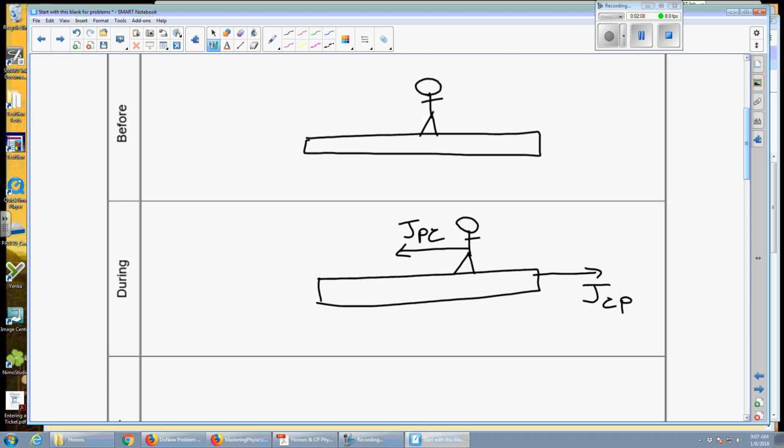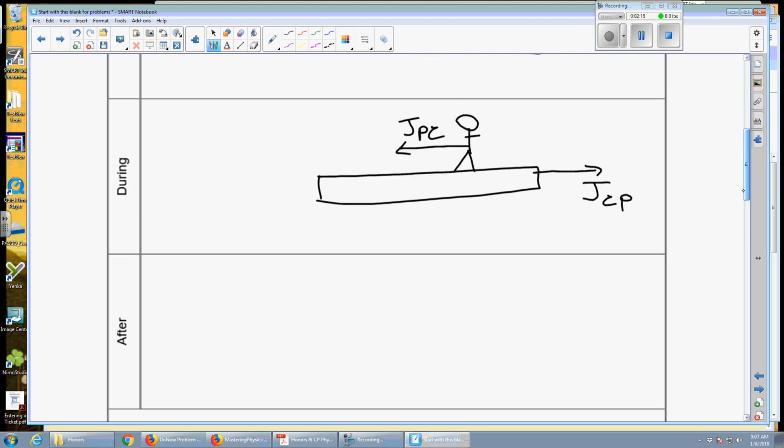Remember, impulses are always equal and opposite. They're always on opposite bodies. That's why when we take time out of them, we get Newton's third law. But they are what creates Newton's third law.